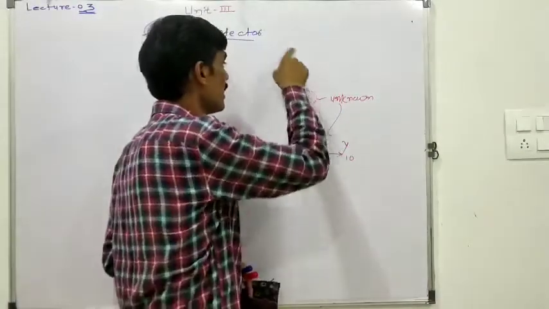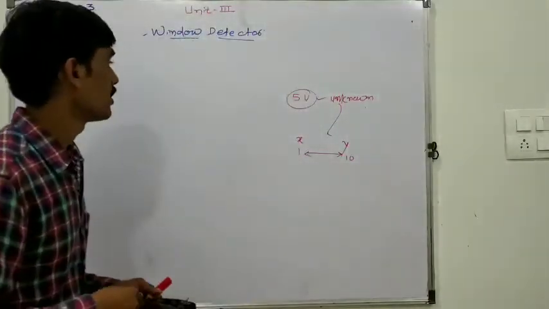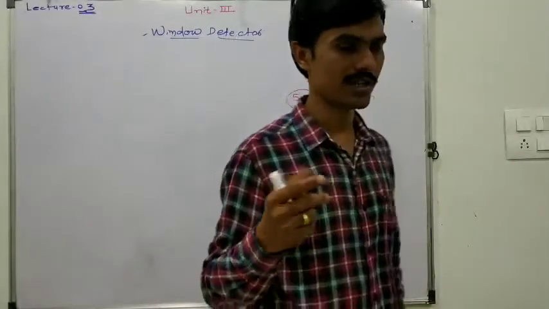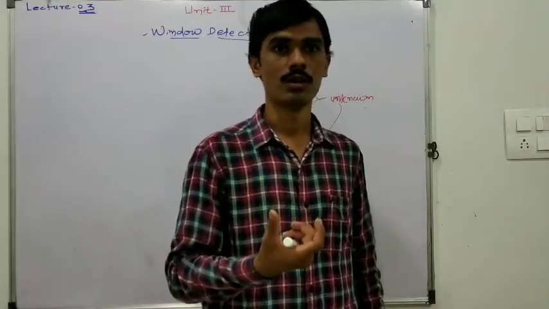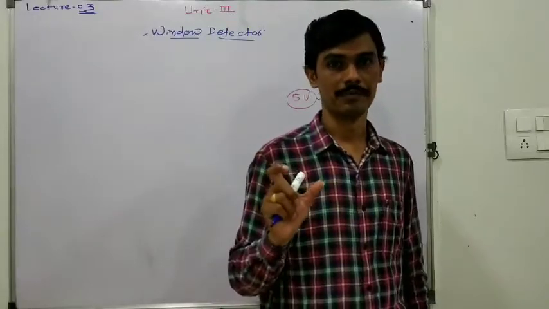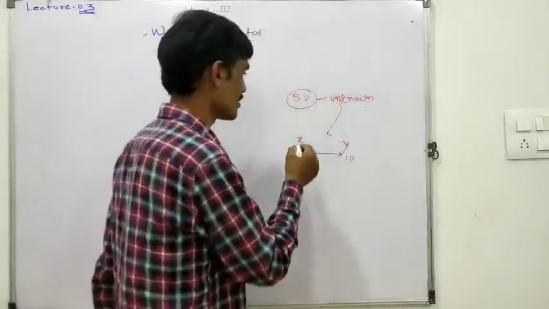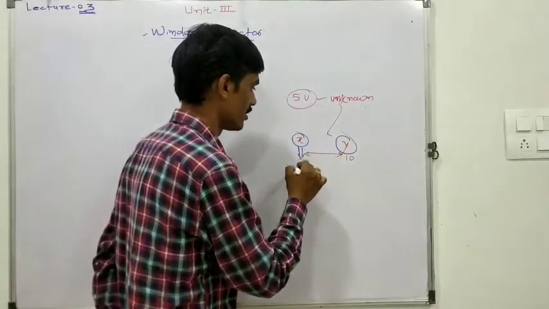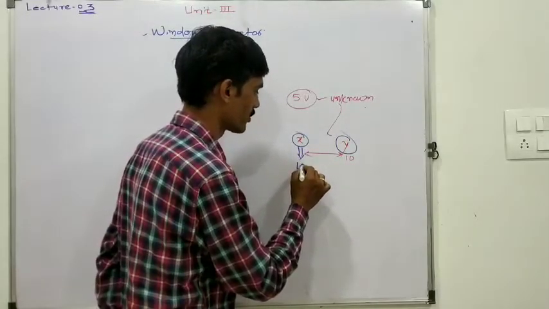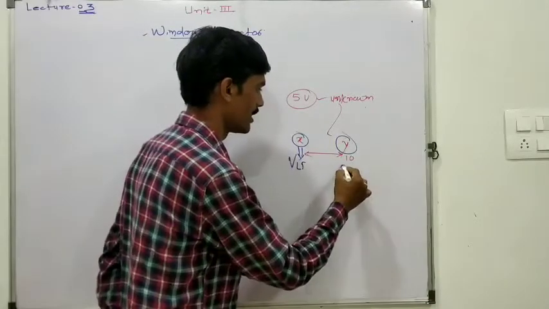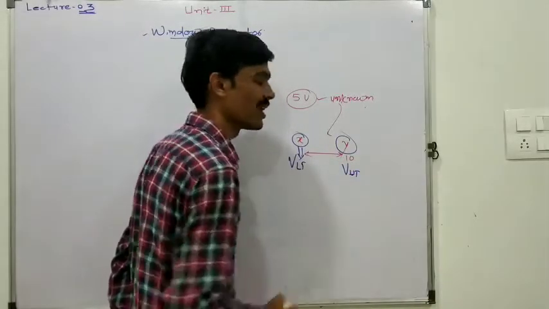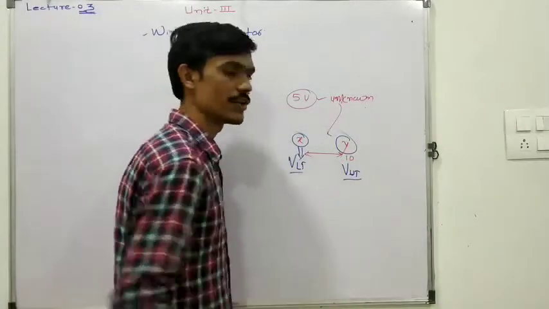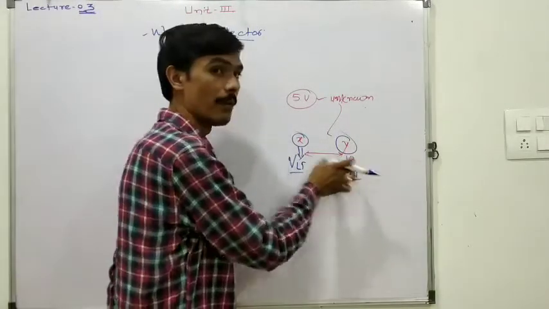Basically, to design such a window detector, we need two voltages. Obviously, if we talk about a window, there must be two ends. There is a lower end and a higher end. The lower one is called the lower threshold voltage, VLT, and the upper one is called VUT, the upper threshold voltage. So it has two voltages, the lower threshold and the upper threshold.